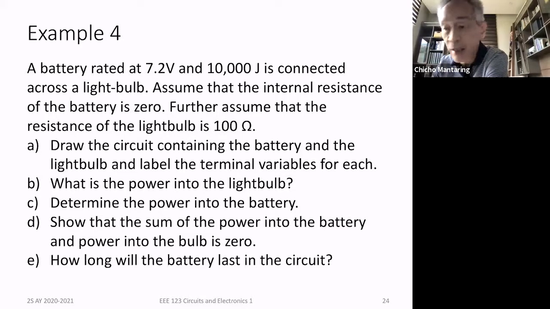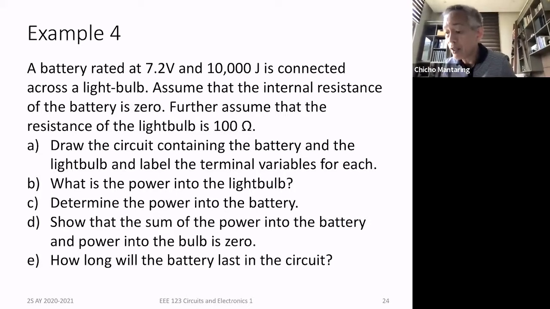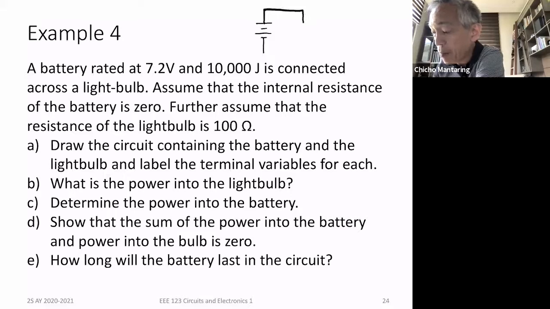So let's try to do this. Draw the circuit containing the battery and the light bulb. I have a special symbol for a battery. This is my symbol for a battery. The battery has no internal resistance. Right now, don't worry about that. So in effect, it's an ideal battery. And then it is connected to a light bulb. Let me show the light bulb this way. And the light bulb can be represented by a 100 ohm resistance.